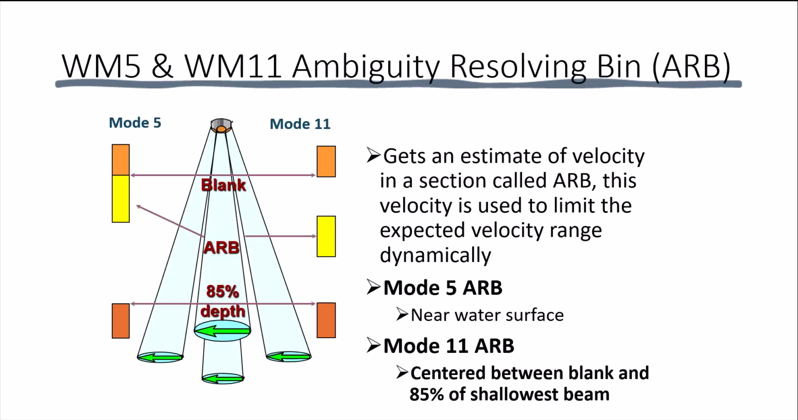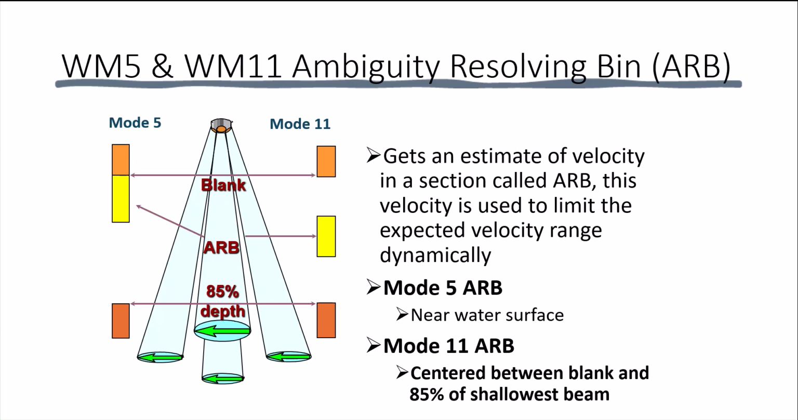The ambiguity velocity must account for both the water and boat speed. Modes 5 and 11 are the slow velocity modes. The lag is equal to the depth, so only one of the pulse pairs is active in the water column at a time. The result is the ambiguity velocity would be so low that these modes would be impractical. One of the techniques used in water modes 5 and 11 is to get a rough estimate of velocity in a portion of each profile called the ambiguity resolving bin, or ARB. This estimate is used to limit the expected range of velocities for the measured depth cells in the profile.